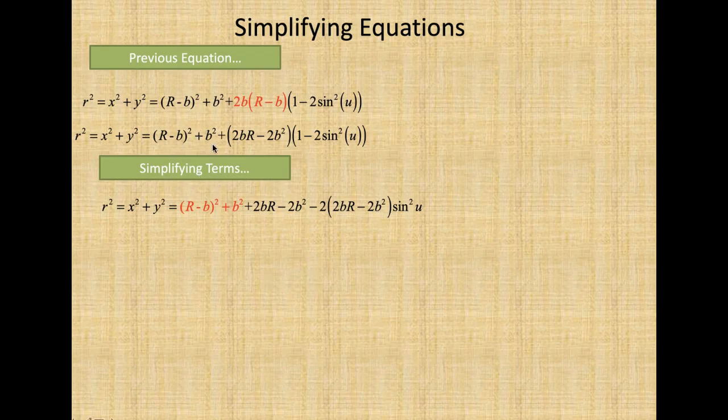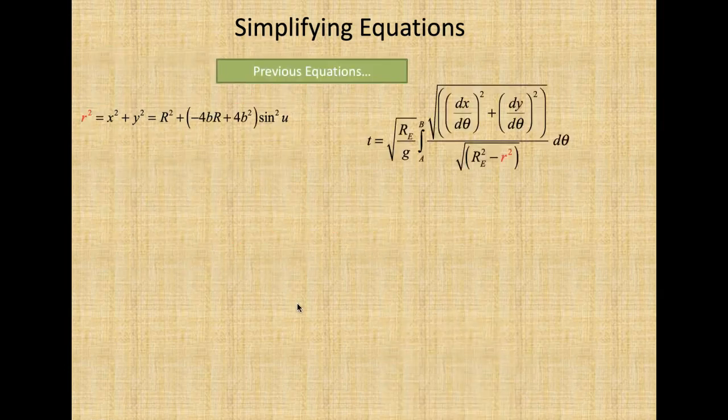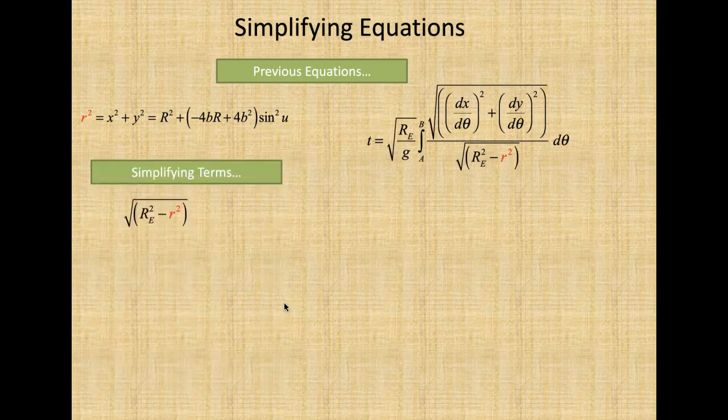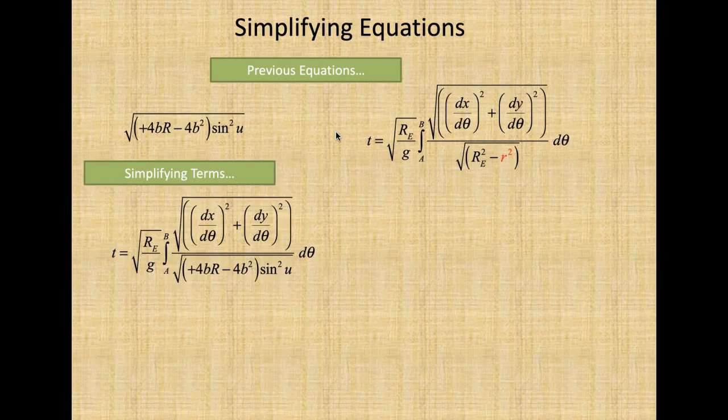So now we do some simplification. So we have R minus b squared plus b squared times R times the quantity 2bR minus 2b squared times 1 minus 2 sine squared u. Okay, and now we do some simplification. And we find all of these terms cancel out in red. And so in blue, we just multiply by minus 2. Here's our previous equations. Here's our simplified terms. This is this, and r squared is equal to this. So we just plug that in. Simplify. Here's our previous equation. Simplifying terms.